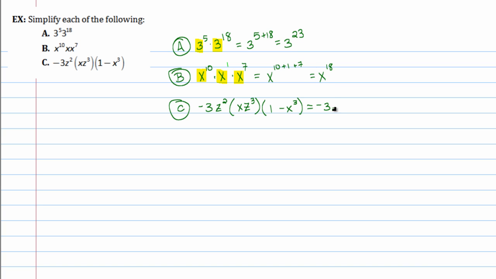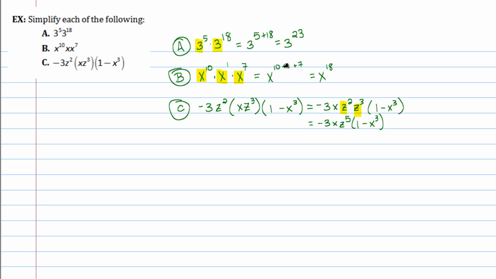Remember, multiplication can occur in any order. So I could say it's negative 3 times x times z squared times z to the 3rd. Multiplication is commutative, so I can move those objects around. Now in the back end, this is a binomial, so I'm going to wait on that. And because these two factors have the same base, I can add their exponents. That's going to be negative 3x times z to the 2 plus 3, or 5, right? We have 2 z's there and 3 z's there, so altogether we have 5 of them, times 1 minus x cubed.